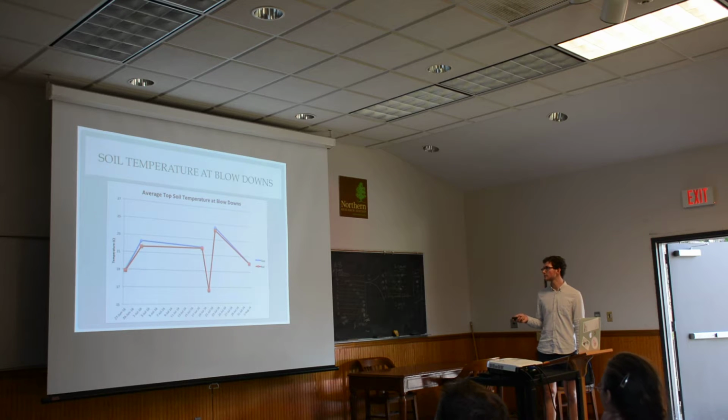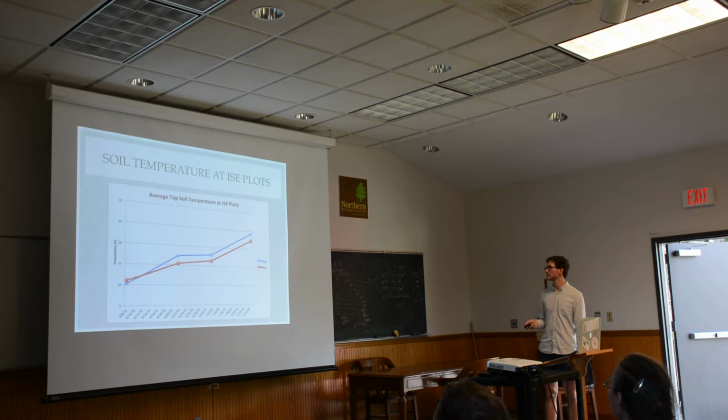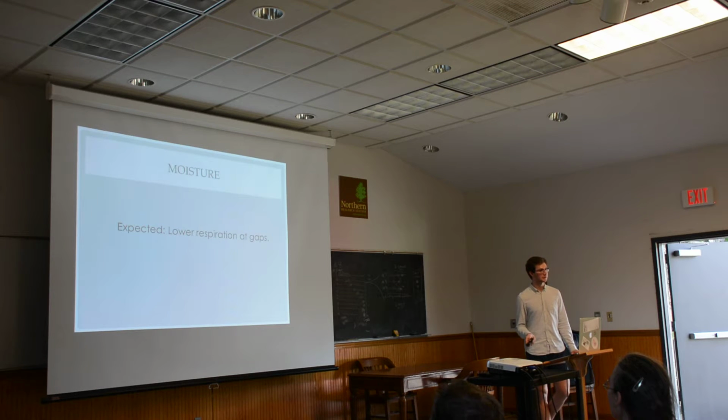Less severe at the blowdown, but there actually are error bars on here. They're just so small you can't see them, so there is a significant difference. And then here we are at the ice storm plots, an even more significant difference between the two. So that was really what I expected to see for soil temperature.